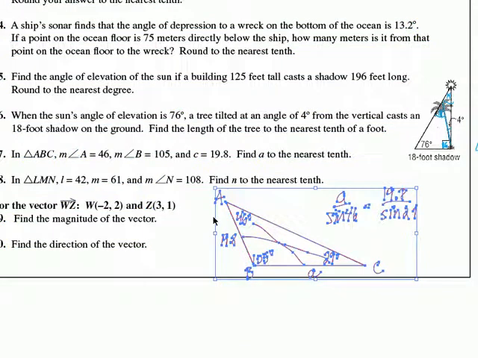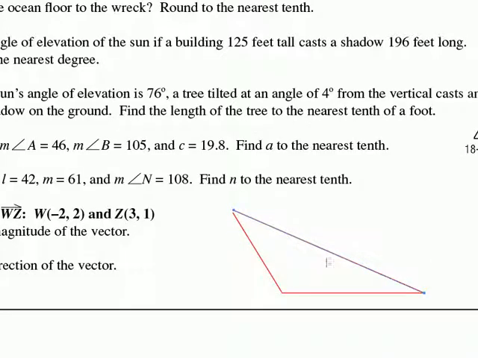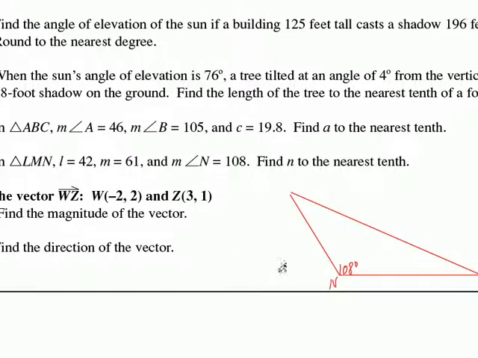Let's set this one up. Here's another one. 108 degrees, so it kind of looks like the same triangle, doesn't it? Let's blow this up just a little bit. So we'll call this 108 degrees, and that's angle N. So this is little n, correct? We'll call this little l, and we'll call this little m. So L is 42, M is 61.